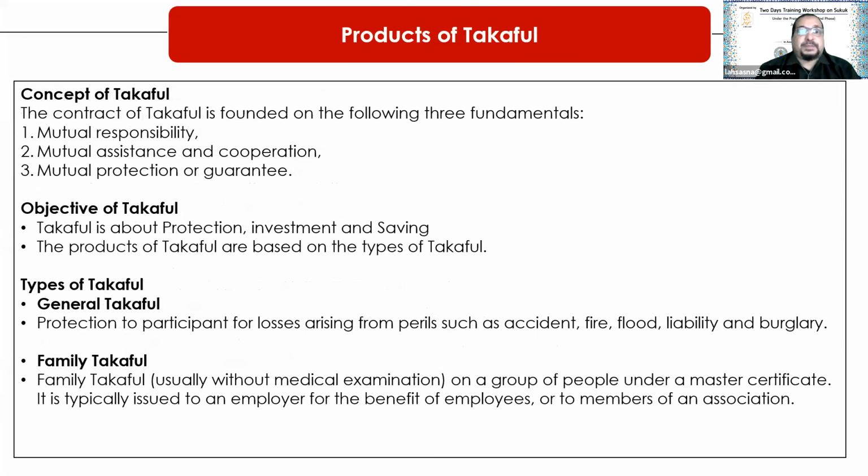Now, these protections could be based on different types of products. We have two major products. Number one is the general product. This general product is basically providing protection for losses arising from any danger, accidents, flood, burglary, and other incidents that may happen. And this has one annual contribution. It is renewed annually.